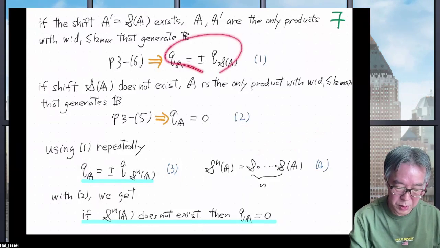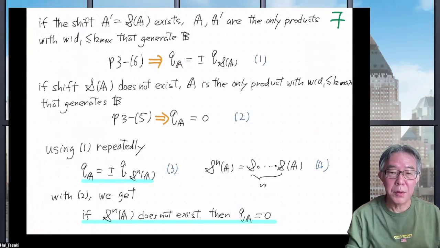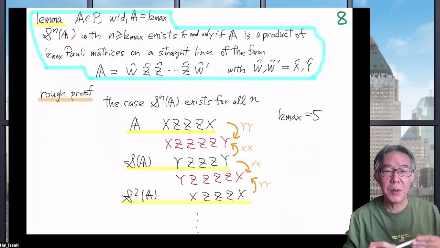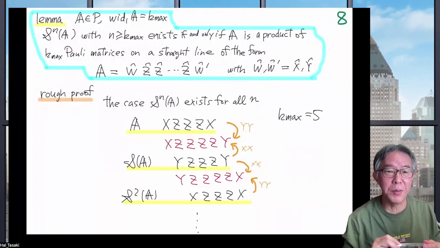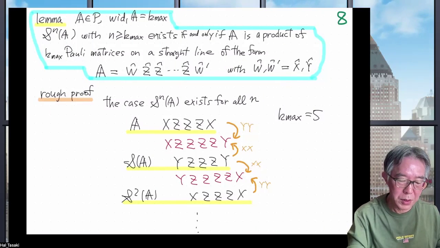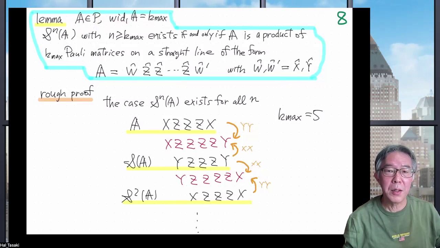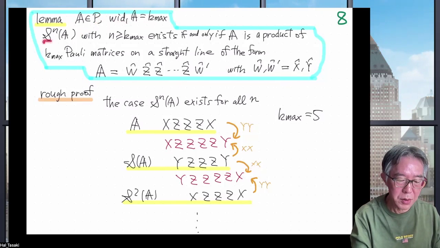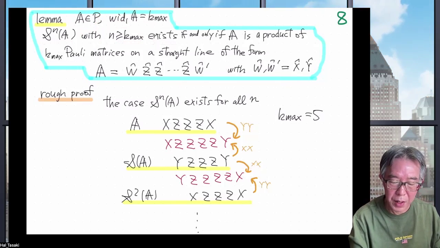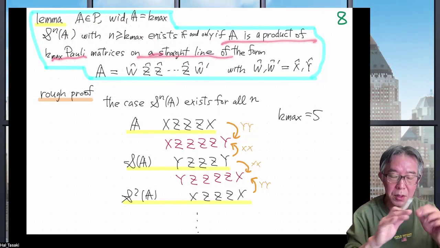So by using this again, you see that this QA is 0. Very useful. Okay. Now, here's the basic lemma about the shiftability of a product. Let's take a product and suppose that its horizontal width is k max. Then we say that the nth Shiraishi shift of A exists for n greater than or equal to k max if and only if A is a product of k max Pauli matrices on a straight line.